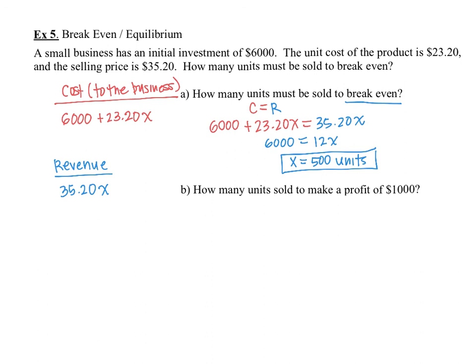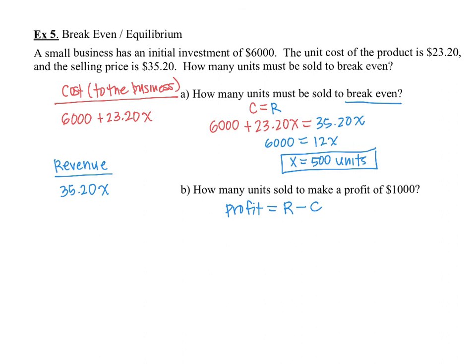Okay, so at exactly 500 units, the amount the business is paying and taking in breaks even. There's no profit, but at least they're not losing money. Scenario B says how many units must be sold to make a profit of $1,000. So how do we figure out the profit? The profit would be the revenue, the money coming in, minus the cost. You want the revenue to be higher than your cost, otherwise you're not making any money.